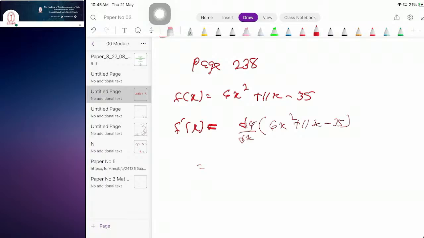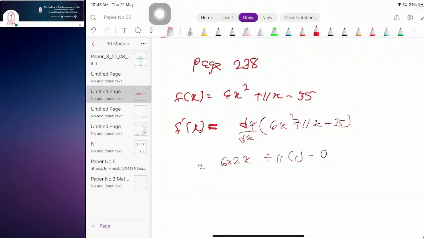So what is the derivative of 6x square? 6 is a constant, the derivative of x square is 2x as it is, plus 11 is a constant, the derivative of 11x is only 11, and the derivative of a constant is 0. So 12x plus 11 is the first order derivative. Let's find the second order derivative f double dash x. Taking the derivative of this once again, the constant value 12 comes.